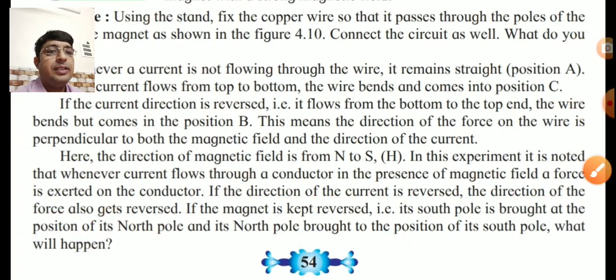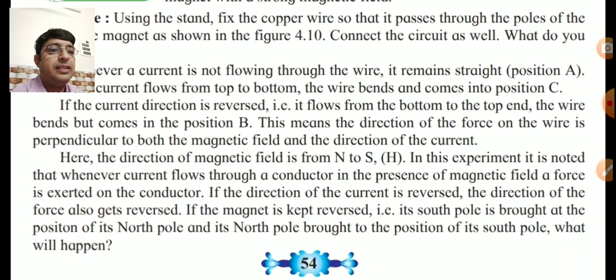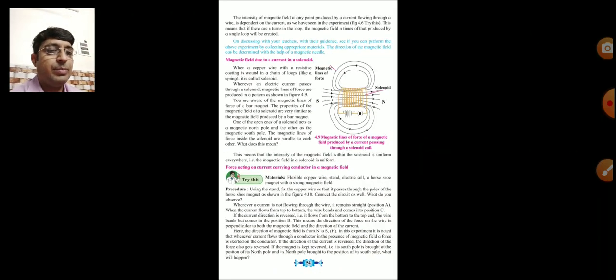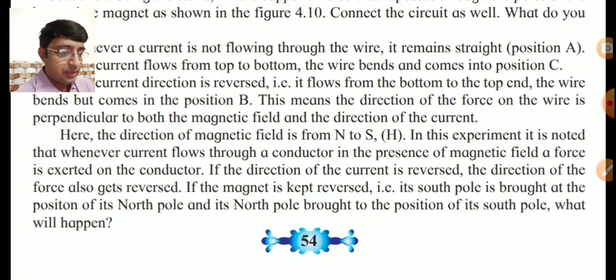Clear? If the magnet is kept reverse, second line, if the magnet is kept reverse, its south pole is brought to the position of its north pole and its north pole is brought to the position of its south pole. So what will happen? Now check the answer of this question on the next page. So what happened? Again we are getting the answer. The direction is changed. That answer is given here.